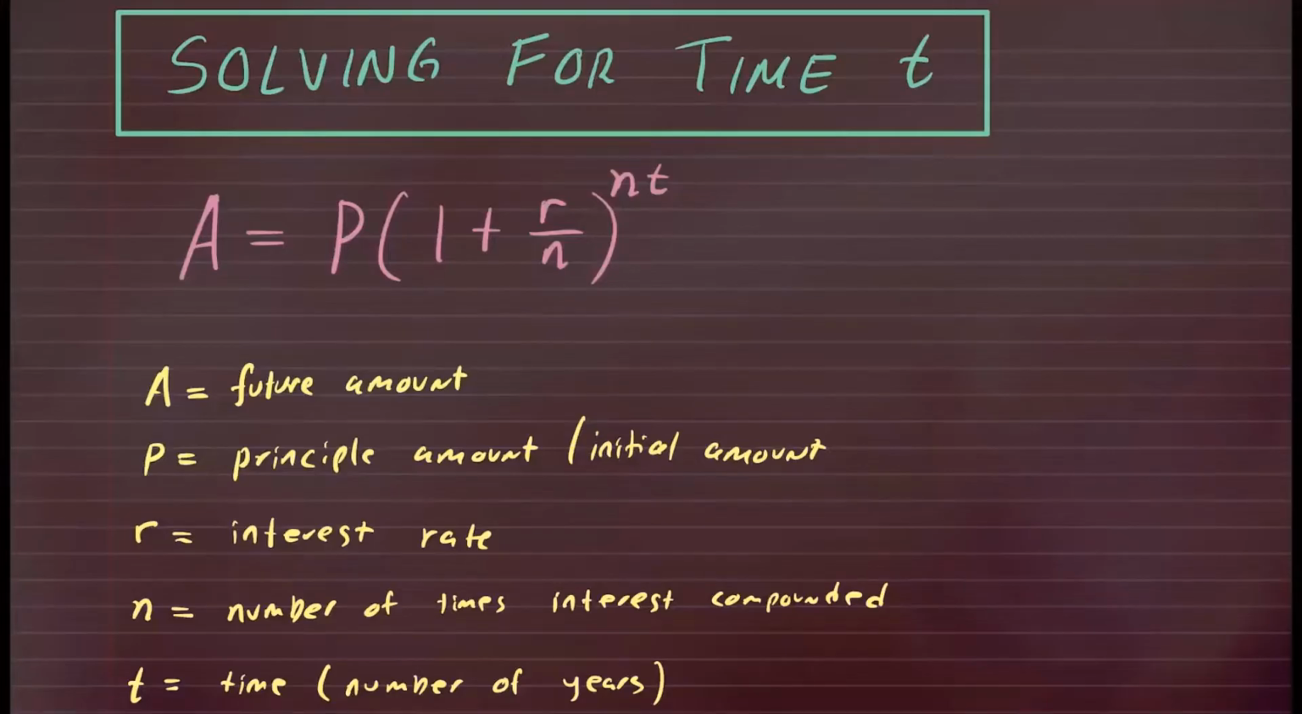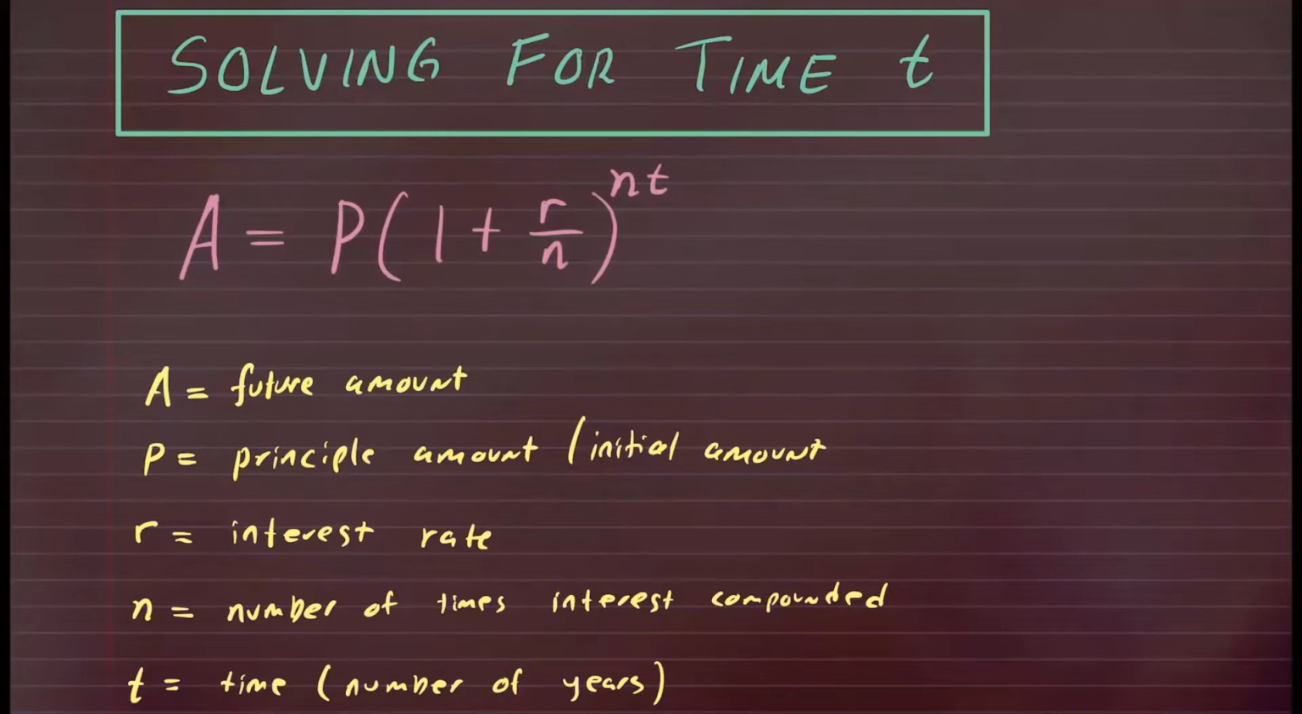In this video, we're going to look at this compound interest formula. A represents the future amount, P is the principal amount or the amount you start with, R represents the interest rate, N is the number of times the interest is compounded in a year, and T is of course time.